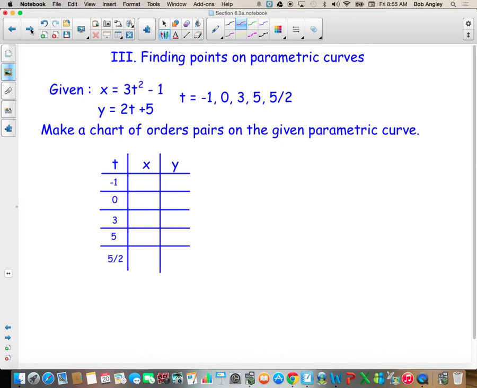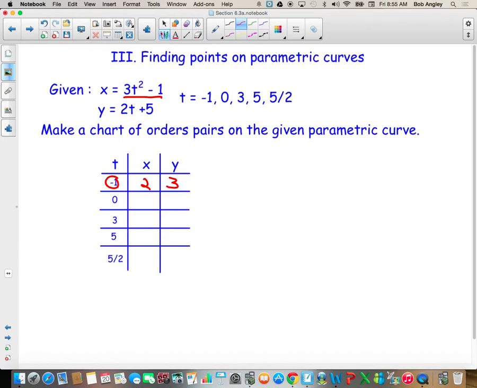All right, so obviously, if we're doing it by hand, when t is -1, then we're going to put -1 into that equation, and so we're going to get 3 minus 1, which is 2, and then we're going to put -1 into this equation, and so 2 times -1 plus 5 is 3, and then we can go on and put the other numbers in there.